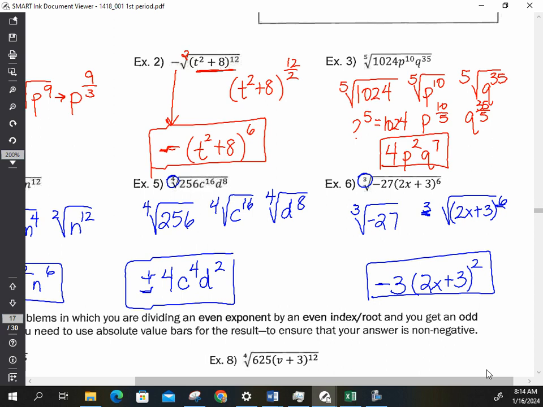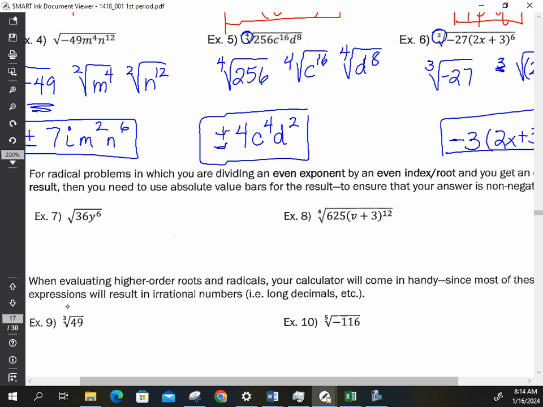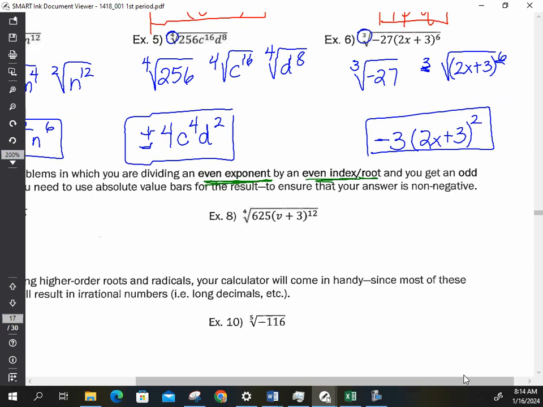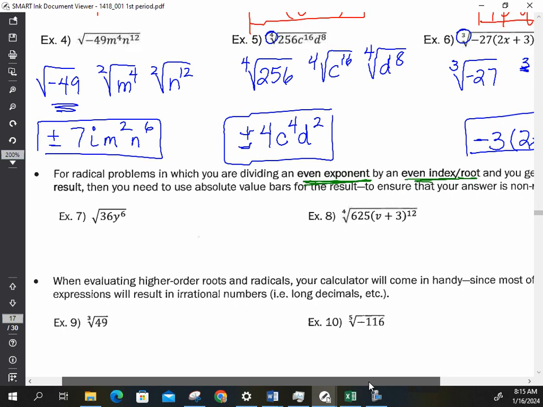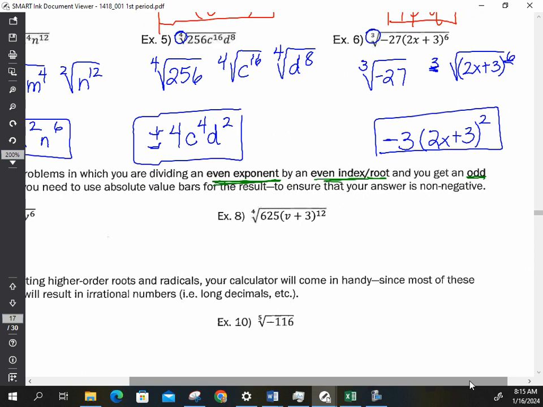So there is one wrinkle that you need to keep in mind. For radical problems in which you are dividing an even exponent by an even index and you get an odd result. So even index, so even divided by even and it gives you odd. What are we talking about here, Mr. O? Well, here's an example. 6 divided by 2 is 3.